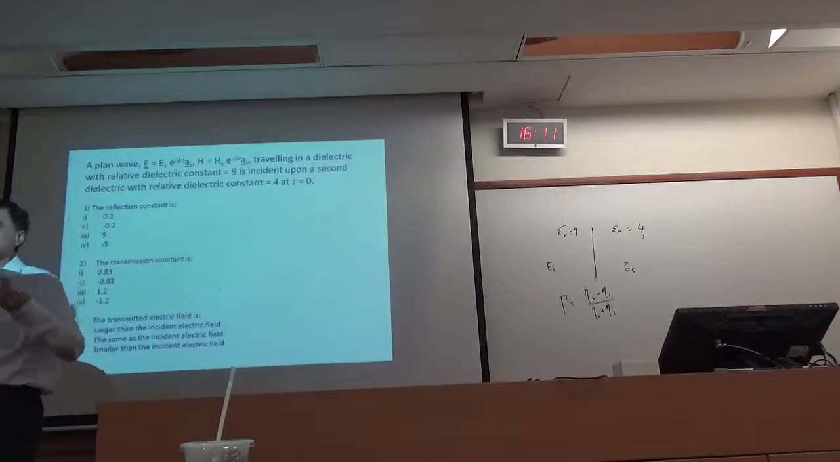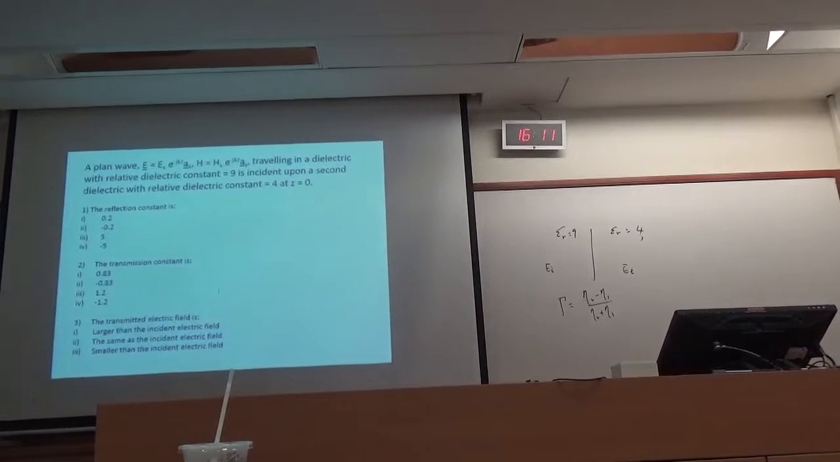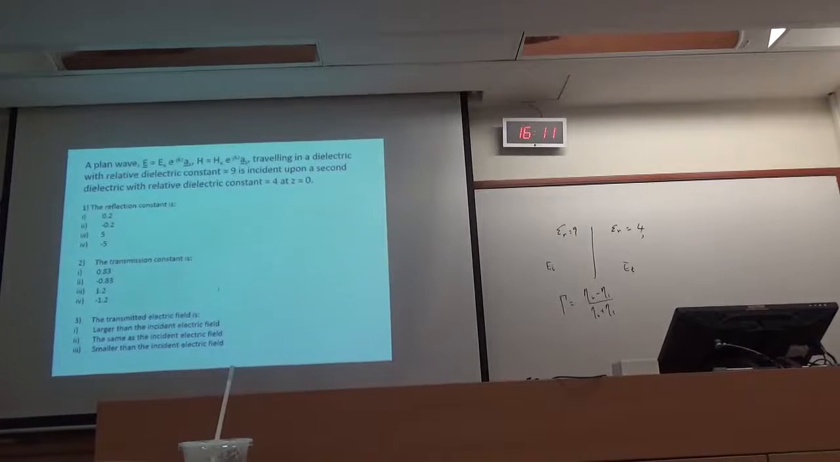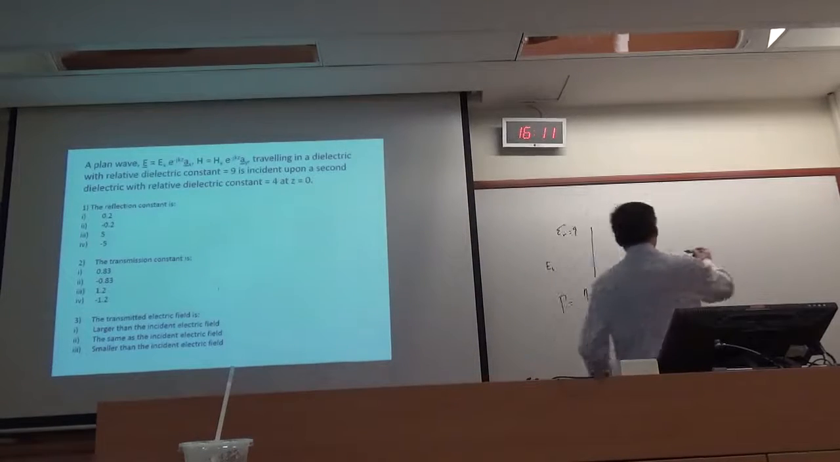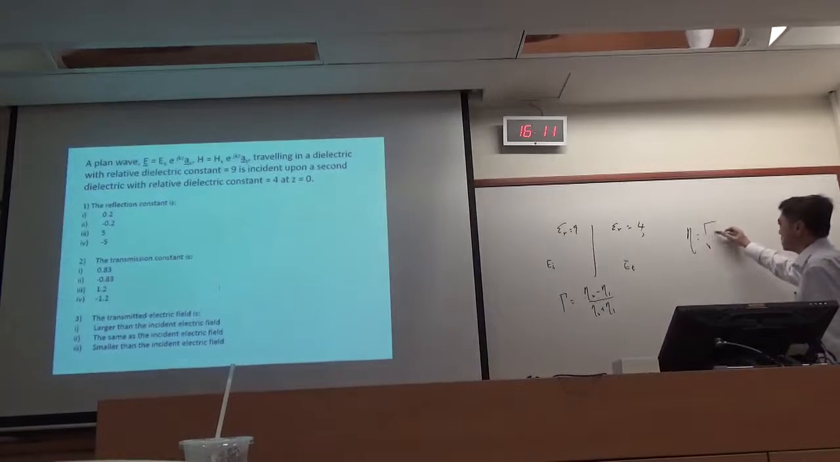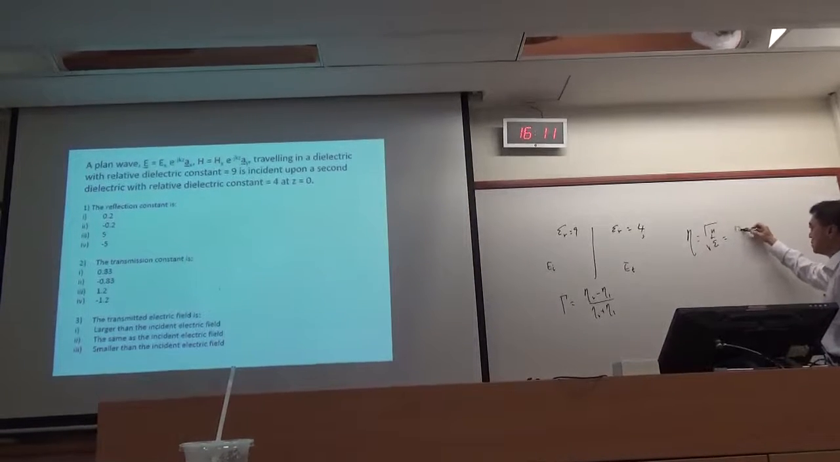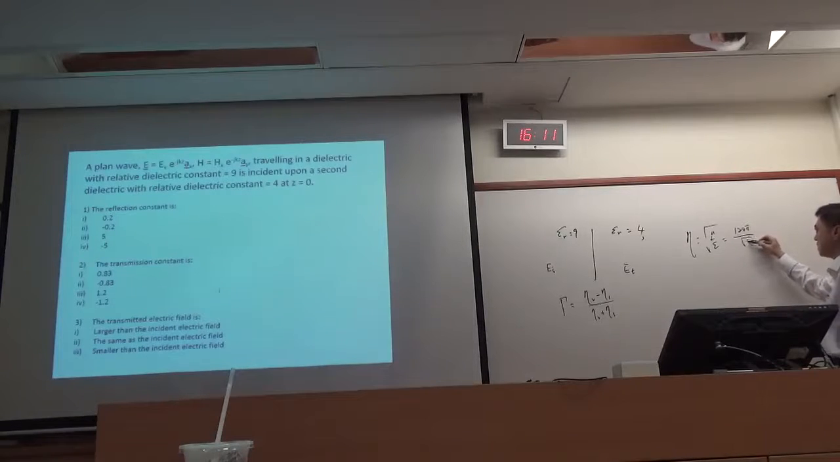And 1 and 2, since they are the same answer, except one positive and one negative, all you have to do is decide whether it's positive or negative. You don't even have to calculate. Now, what is zeta? Remember I said zeta is equal to this, which is equal to 120 pi divided by square root of epsilon r.